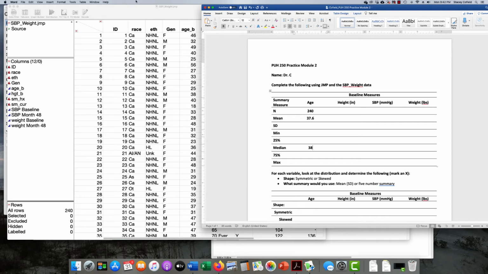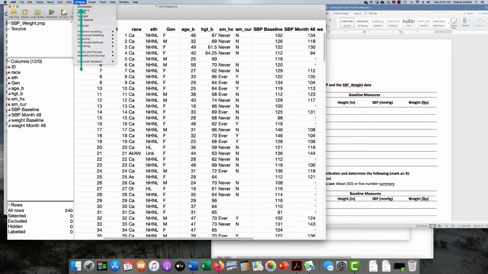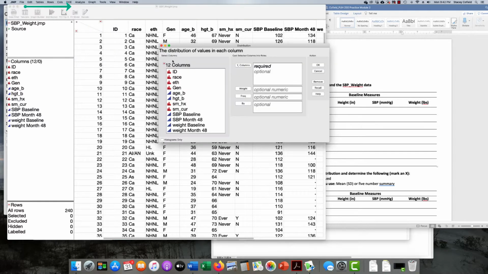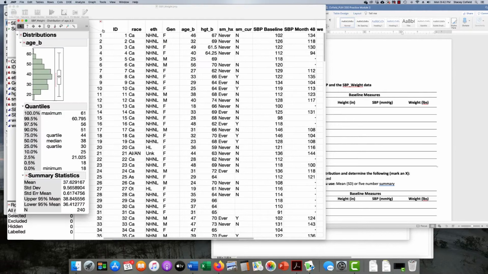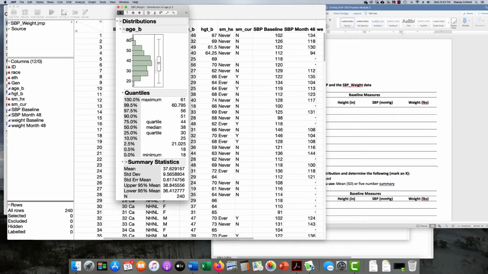For the second part of practice exercise 2, we want to look at the measures of spread. So we've already looked at the mean and the median. I've completed age, you'll complete the remainder of the variables. And if we go back to our data, we can look at age again, analyze distribution, age at baseline. And we can see now, again, that we have the histogram.